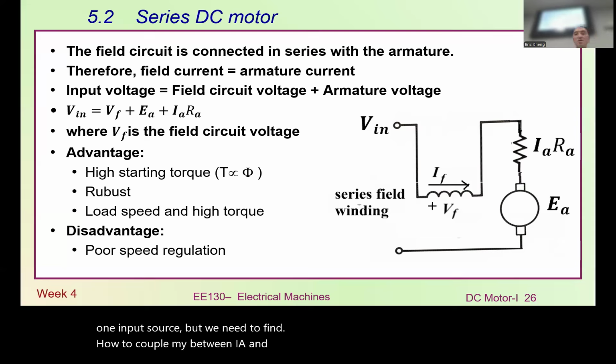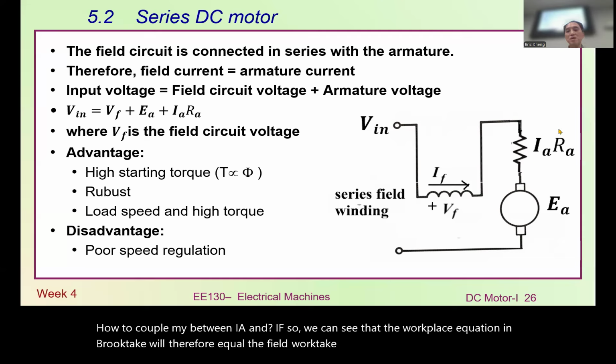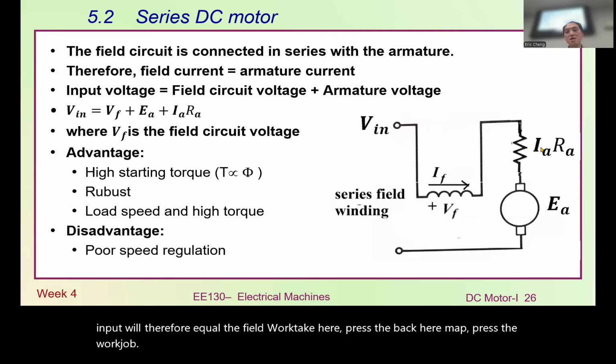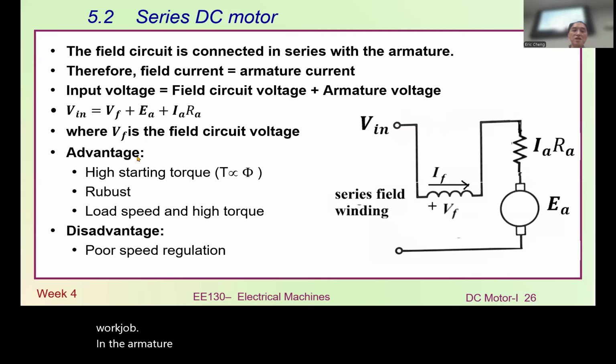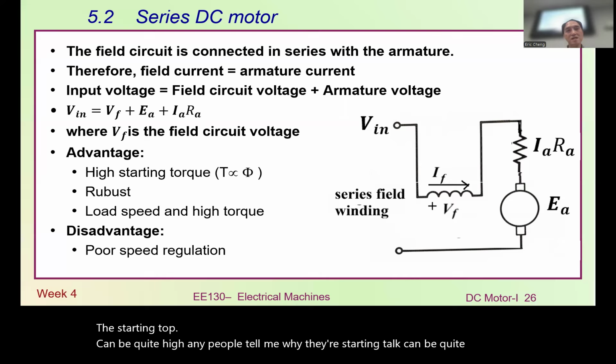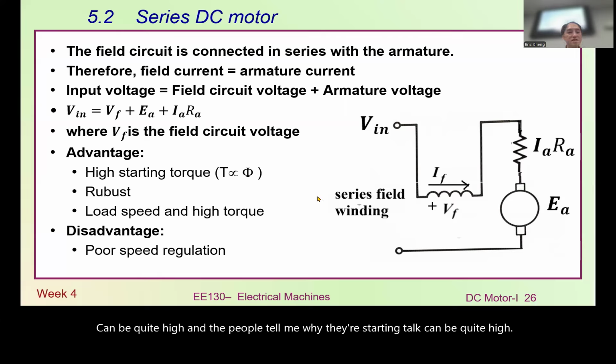So you can see the voltage equation: the input voltage will equal the field voltage here, plus the back EMF, plus the voltage drop in the armature resistance. The advantage you can see here is that the starting torque can be quite high. Can anyone tell me why the starting torque can be quite high? Because we see the torque is also proportional to the flux.